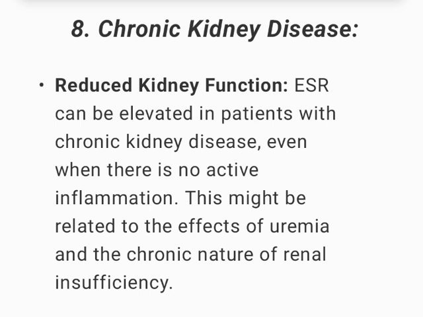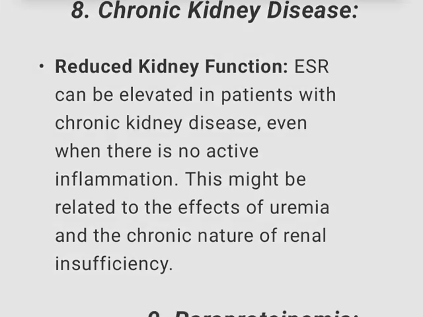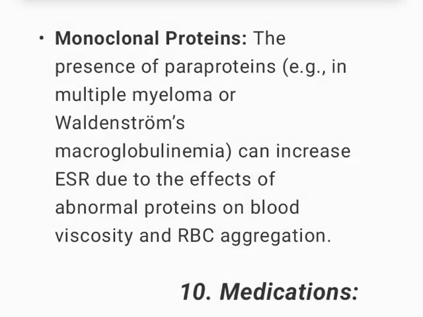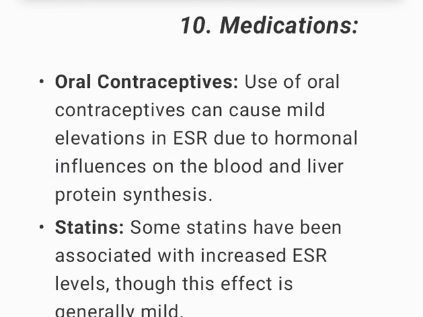8. Chronic kidney disease, reduced kidney function. ESR can be elevated in patients with chronic kidney disease, even when there is no active inflammation. This might be related to the effects of uremia and the chronic nature of renal insufficiency. 9. Paraproteinemia, monoclonal proteins. The presence of paraproteins, e.g., in multiple myeloma or Waldenström's macroglobulinemia, can increase ESR due to the effects of abnormal proteins on blood viscosity and RBC aggregation.